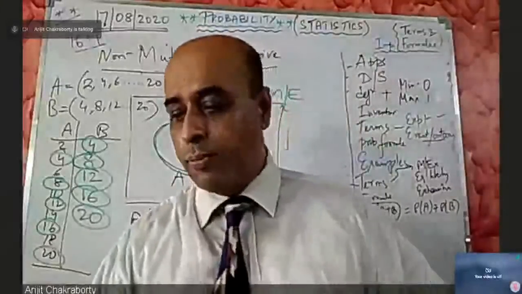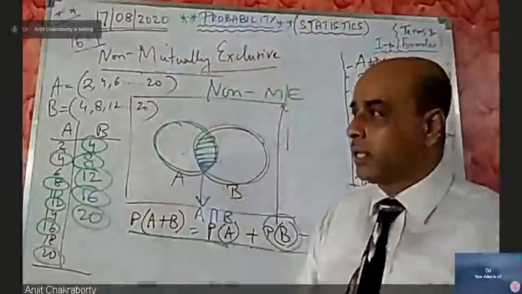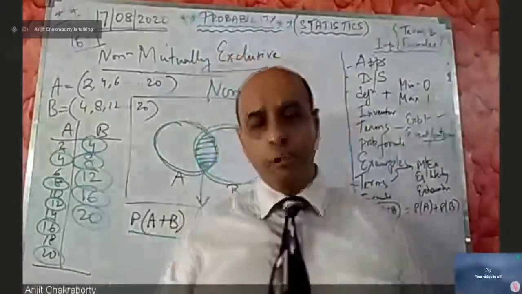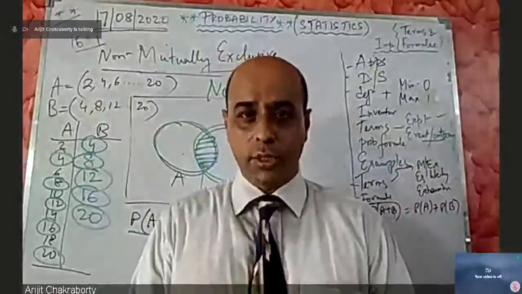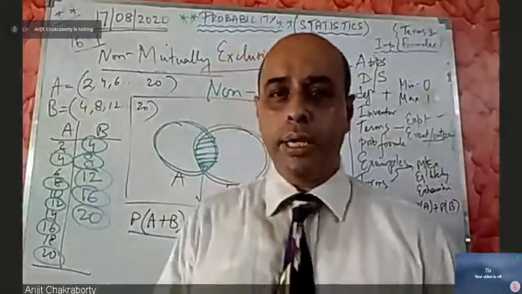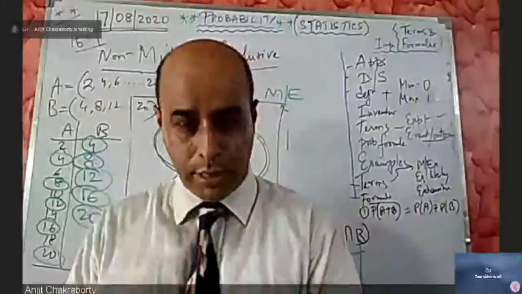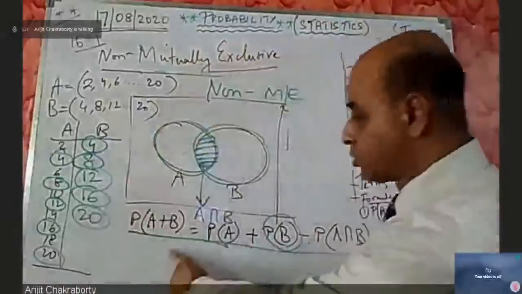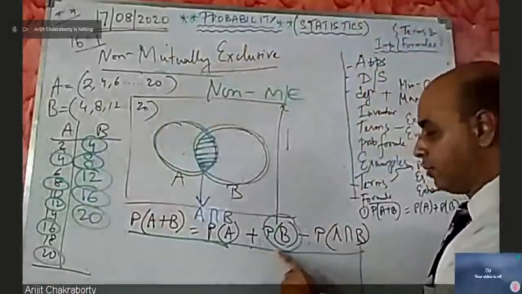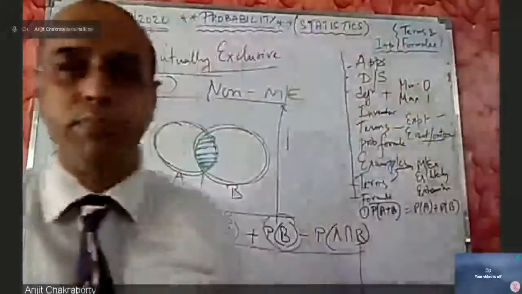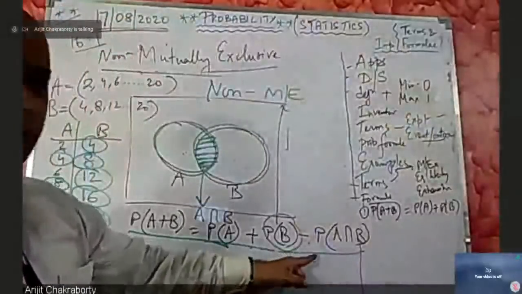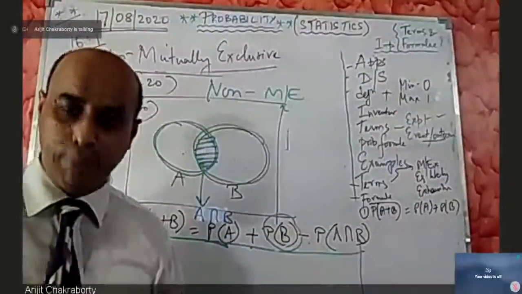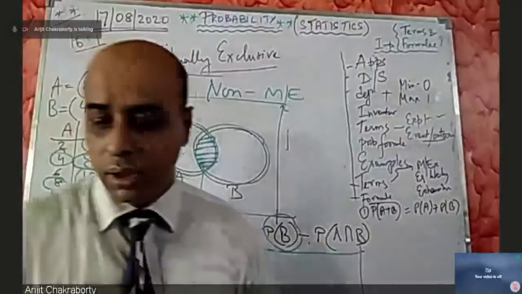Okay? Now we move on to the next concept. So I hope it's clear about what is mutually exclusive events and what is non-mutually exclusive events. For mutually exclusive events, P(A+B) is equal to P(A) plus P(B). For non-mutually exclusive events, P(A+B) is equal to P(A) plus P(B) minus P(A intersection B). Okay? I hope this is clear to you. Now we move on to exhaustive.